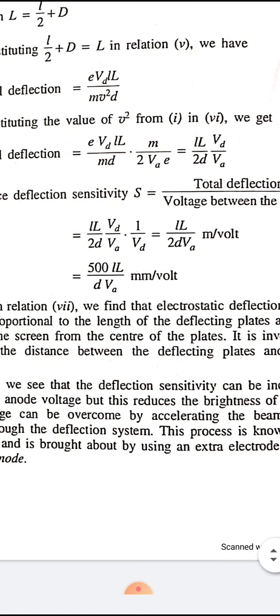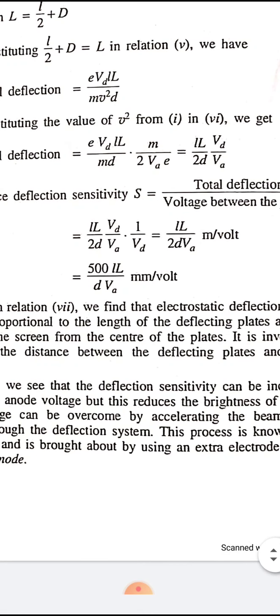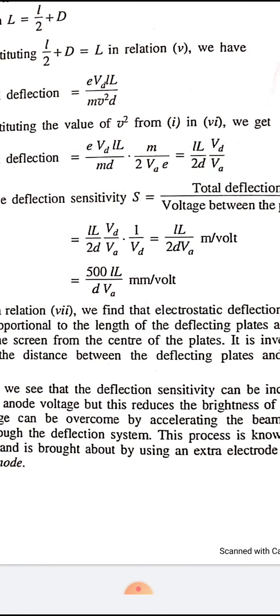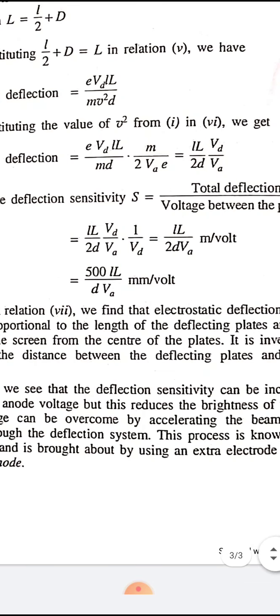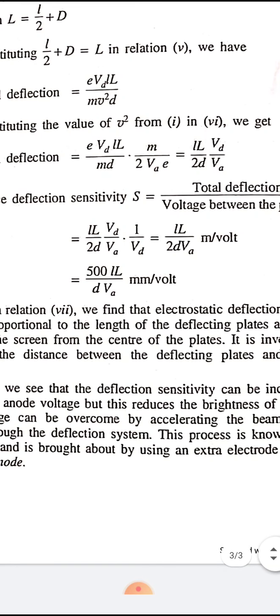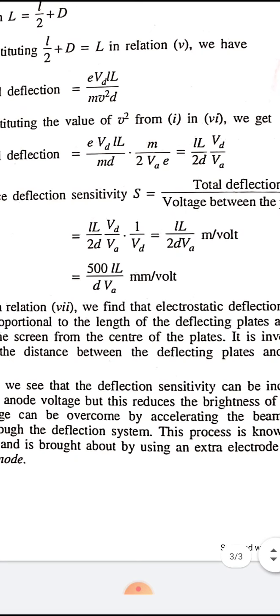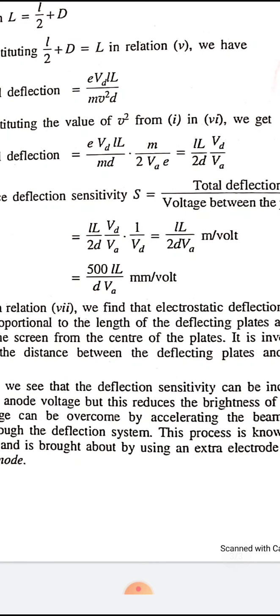Thus, we see that deflection sensitivity can be increased by reducing the anode voltage, but this reduces the brightness of the spot also. So this disadvantage can be overcome by accelerating the beam after it has passed through the deflecting system. The process is known as post-deflection acceleration and is brought about by using an extra electrode called the intensifier anode.